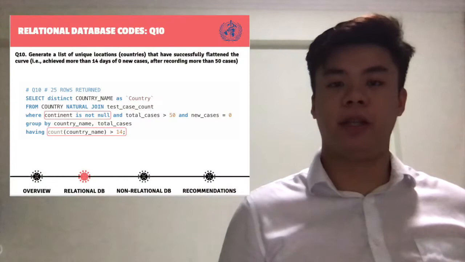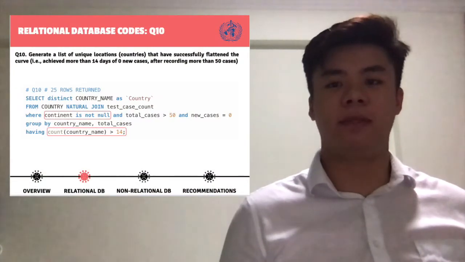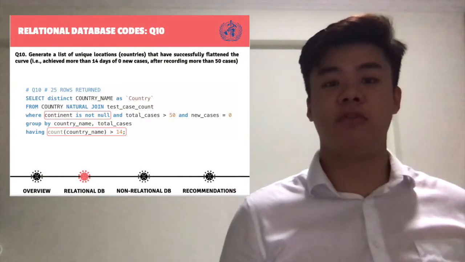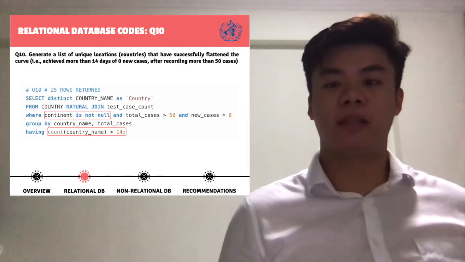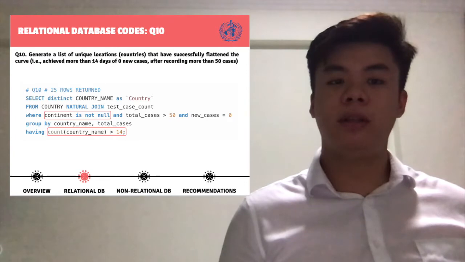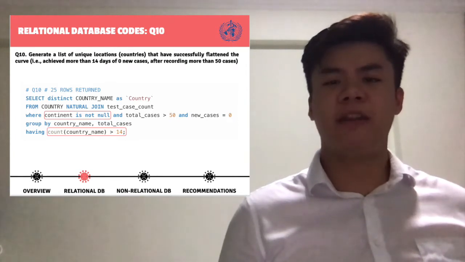So firstly, for question 10, we're supposed to generate unique country names that achieve more than 14 days of 0 new cases after recording more than 50 cases. Hence, for the output, we only need to generate a list of country names that fits the above condition.